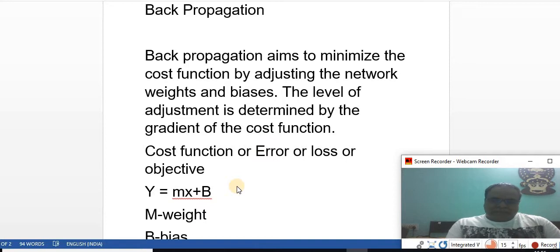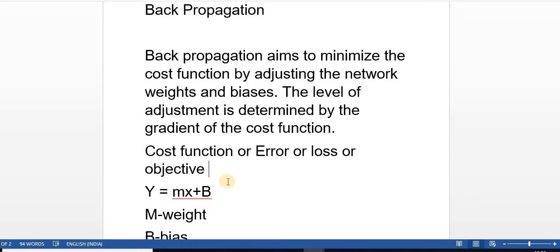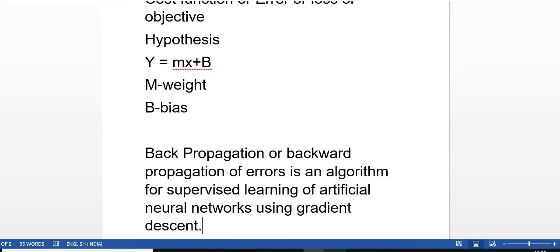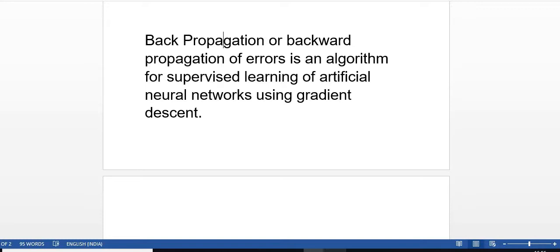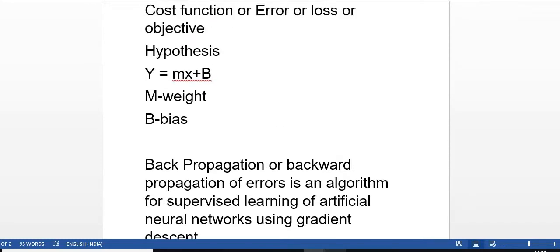I am considering a simple hypothesis here, the simplest machine learning model. This hypothesis is the following: y is equal to mx plus b. So y is equal to mx plus b denotes a machine learning model or a hypothesis.